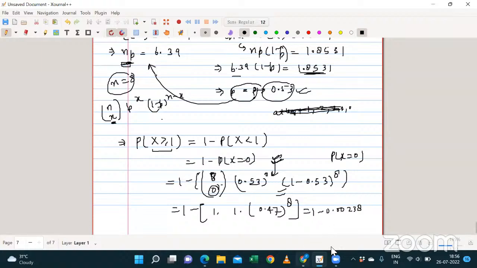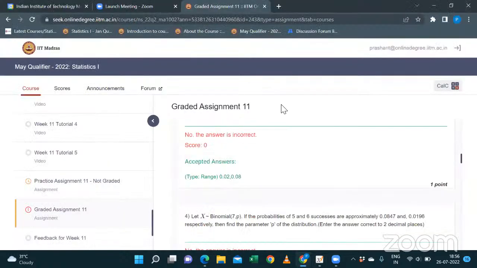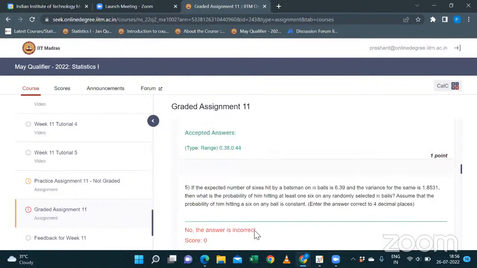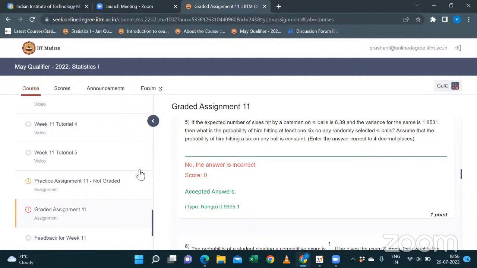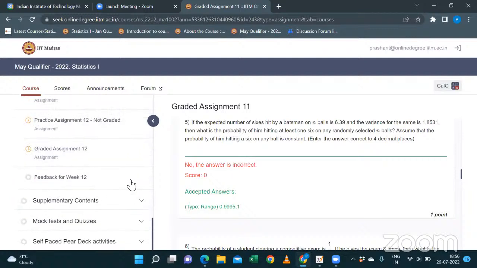Sir, I did it in the same way, but I got it wrong. I have checked even now also, sir. My answer is correct, but I think there might be some calculation mistake. But the method is correct, sir. Yeah. Okay. Sir, I have a doubt.